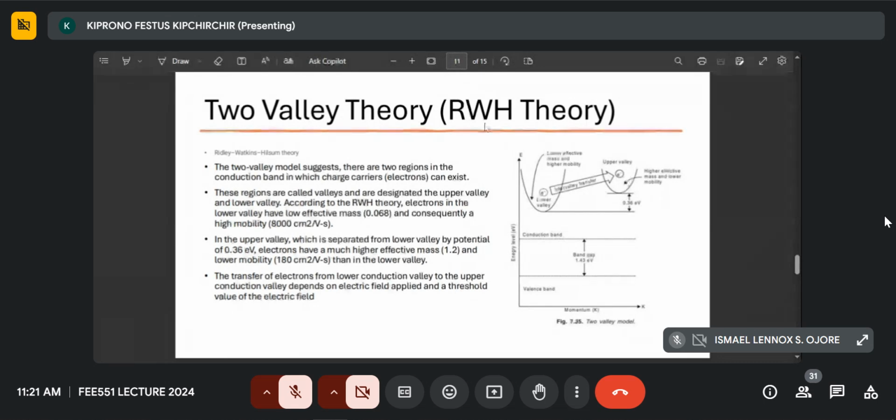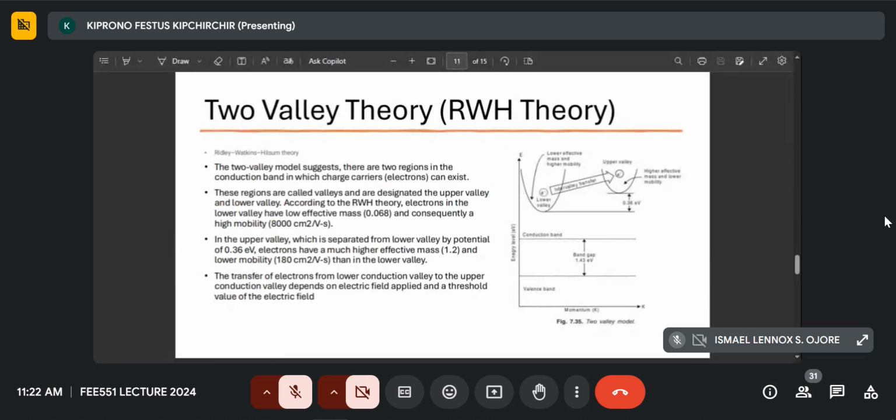If we read through this, the two valley model suggests that there are two regions in the conduction band in which charge carriers can exist. These regions are called valleys and are designated the upper valley and the lower valley. According to the Ridley-Watkins-Hilsum theory, electrons in the lower valley have lower effective mass, in this case 0.068 from the text I used, and consequently higher mobility. You can see the relationship from the examples we've indicated here.